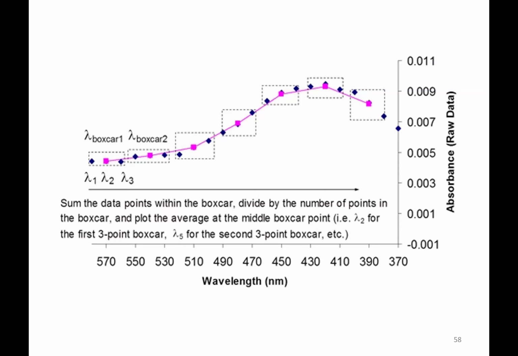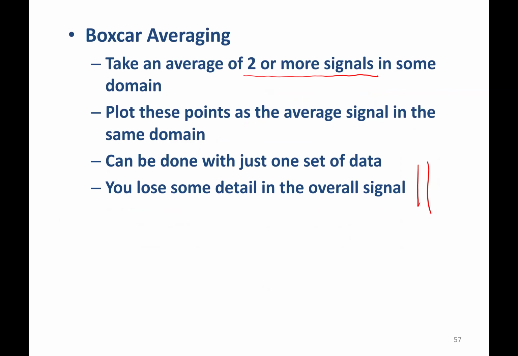What's the consequence of that? Sometimes when you do that, the consequence is what we said on the previous slide. You lose some detail in the overall signal. We're trying to smooth it out. This is the drawback of boxcar averaging.